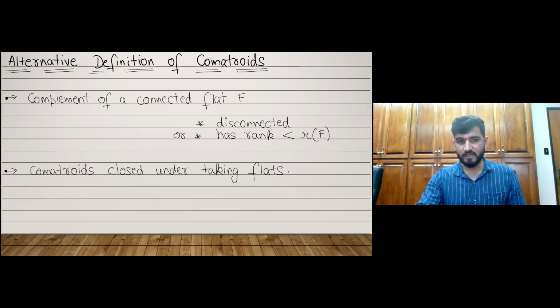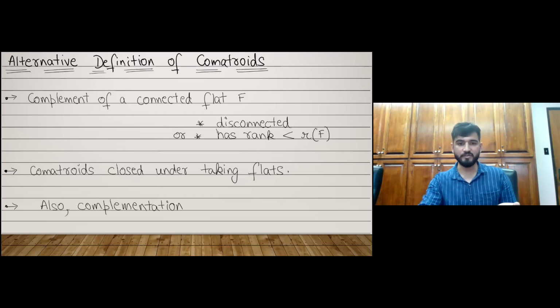And this enables us to see that comatroids are closed under taking flats. In other words, every flat of a comatroid is a comatroid. And of course, complementation. So closure under flats and complementation.